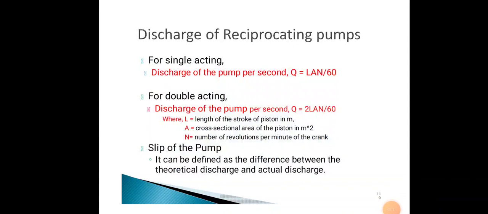Then, discharge of reciprocating pumps. For single acting, discharge of the pump per second Q equals LAN divided by 60. For double acting pump, discharge of the pump per second Q equals 2LAN divided by 60. Here, L equals length of the stroke of the piston in meters, A equals cross-section area of the piston in meter squared, and N is the number of revolutions per minute of the crank.